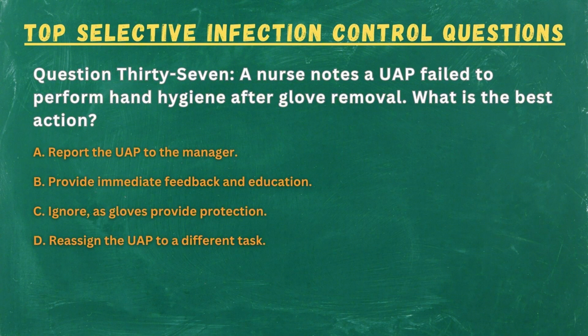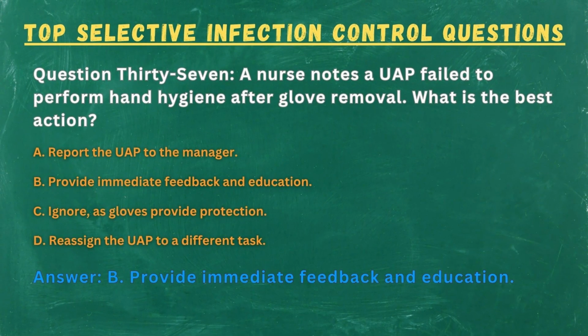Question 37. A nurse notes a UAP failed to perform hand hygiene after glove removal. What is the best action? A. Report the UAP to the manager. B. Provide immediate feedback and education. C. Ignore as gloves provide protection. D. Reassign the UAP to a different task. Answer: B. Provide immediate feedback and education.